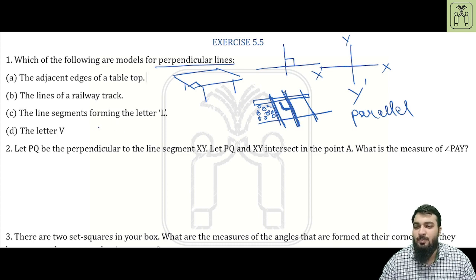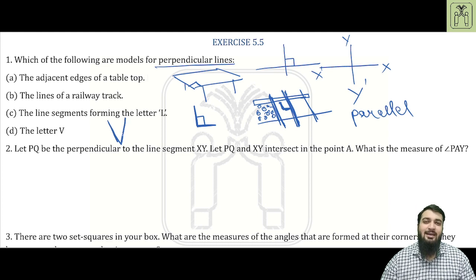Okay, coming to part C, the line segments forming the letter L. So classically L is represented like this, and this is a right angle, okay. And part D, the letter V, is obviously an angle representing an acute angle.